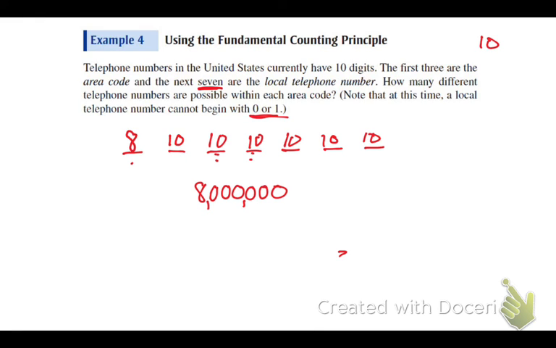So how many telephone numbers is that? 8 million. Oh my lordy lord.